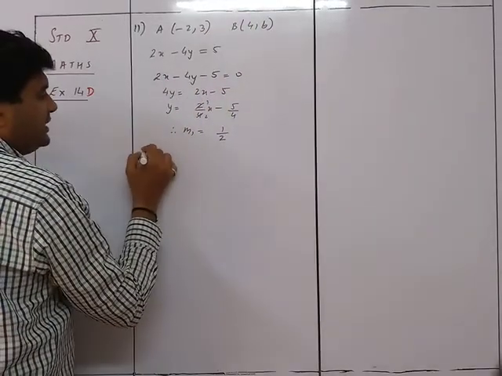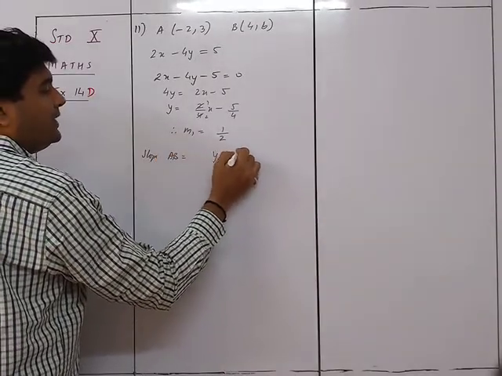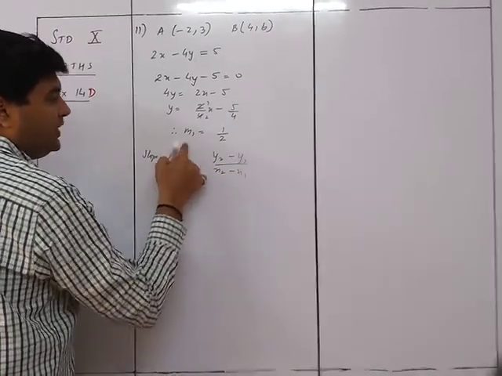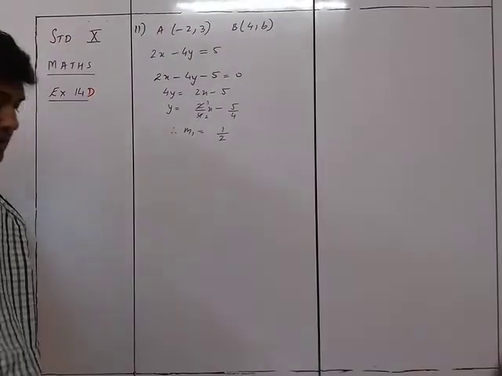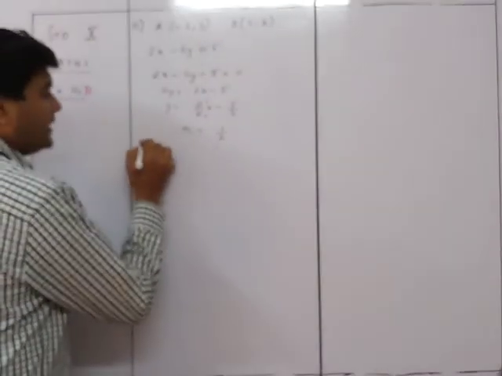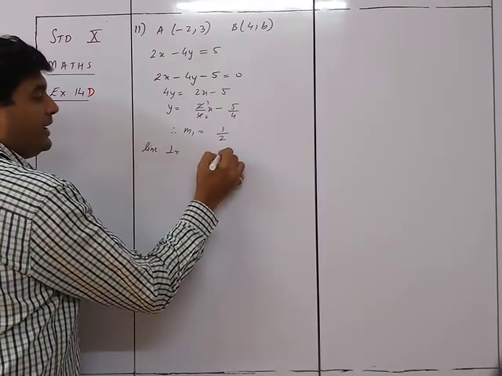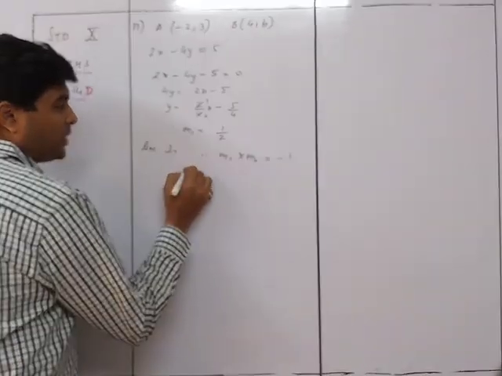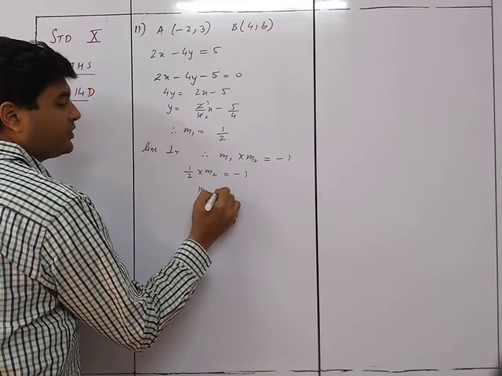Now the slope of AB is equal to y2 minus y1 upon x2 minus x1. Before that, we will find m2. We know that for perpendicular lines, m1 into m2 is equal to minus 1. So 1 upon 2 into m2 is equal to minus 1. So m2 is equal to minus 2.